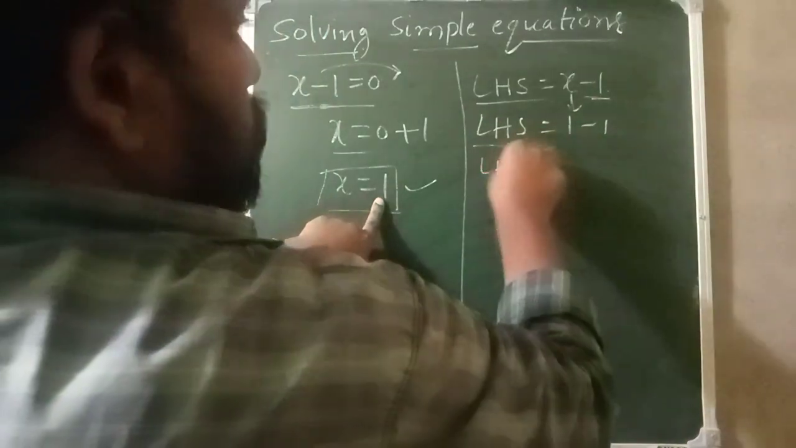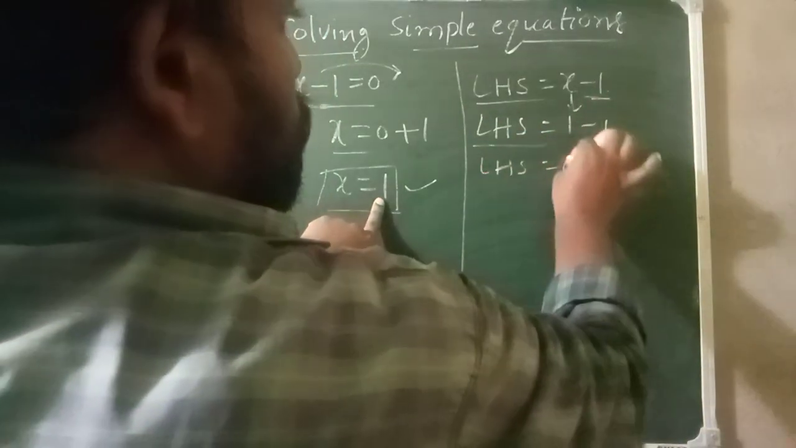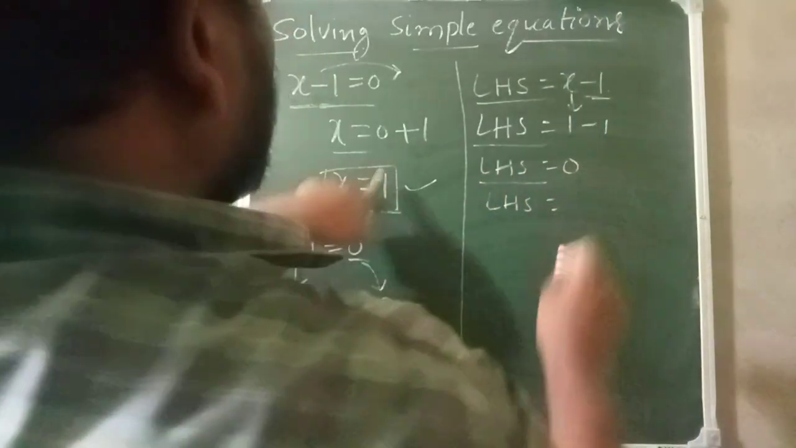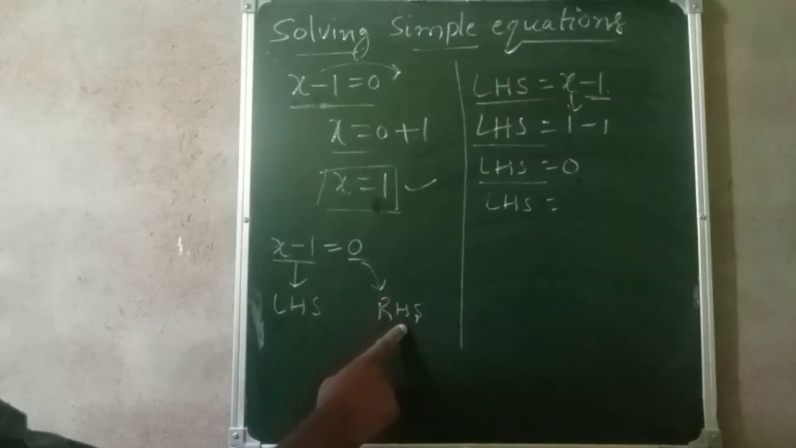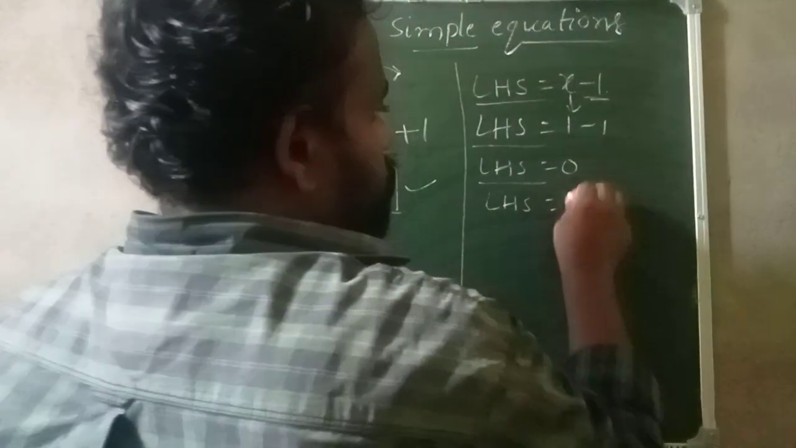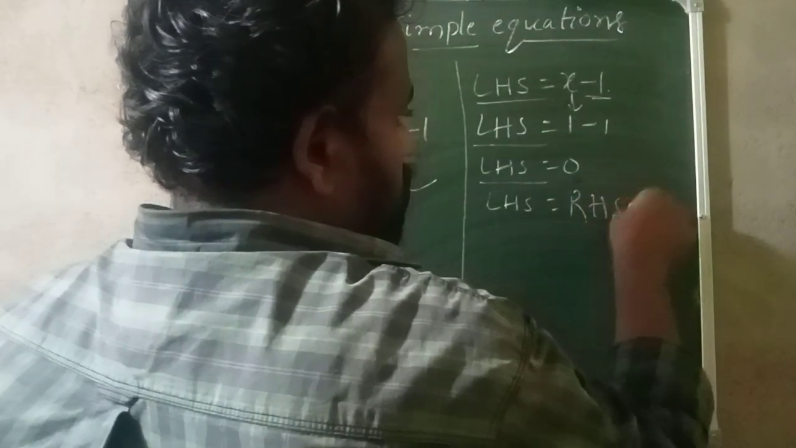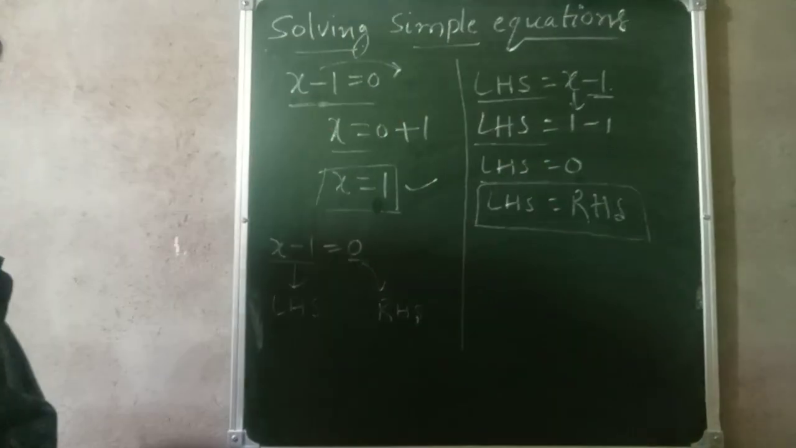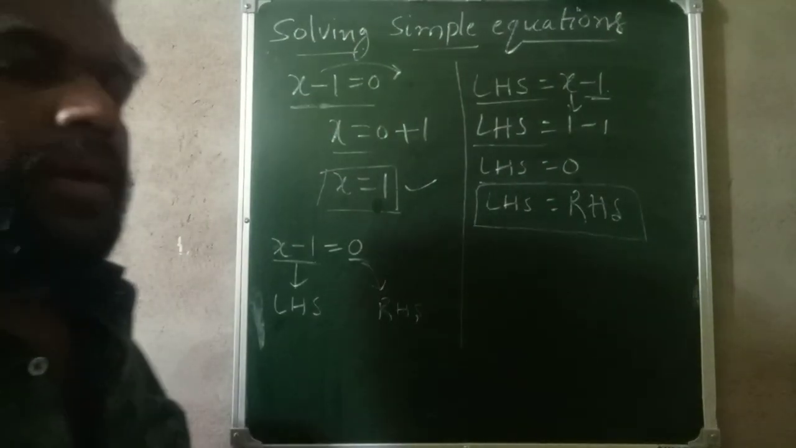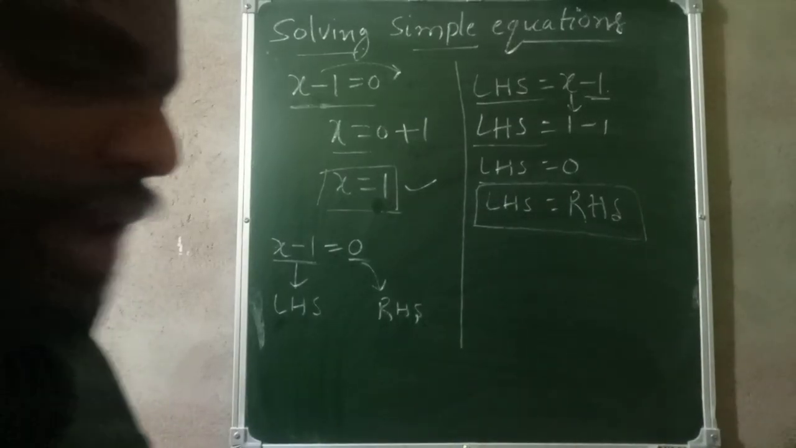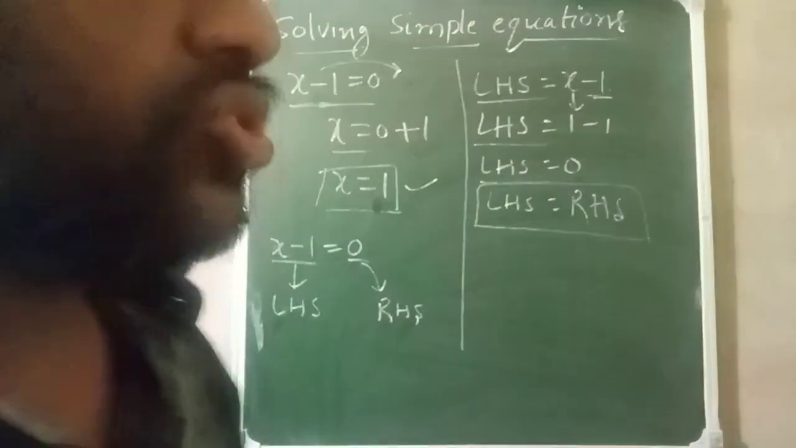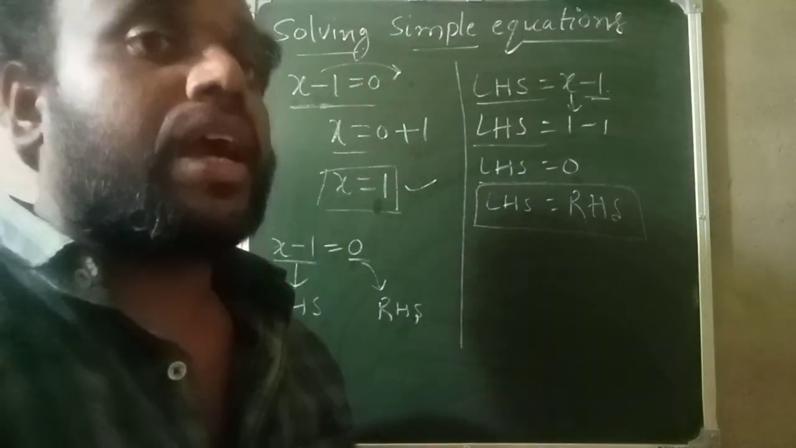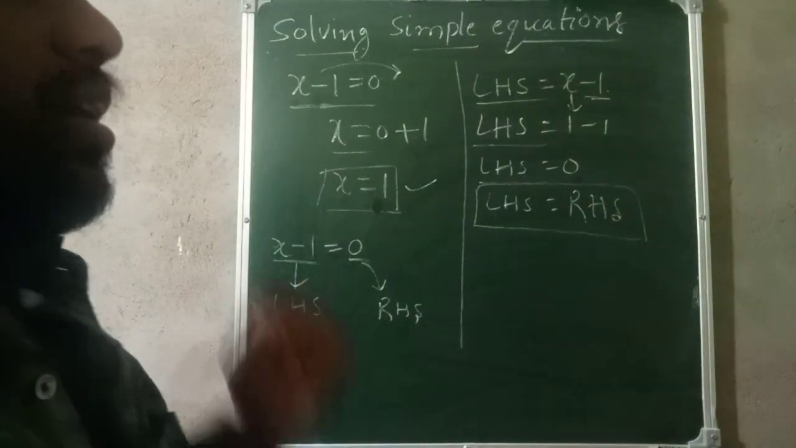Next write LHS is equal to 1 minus 1 is 0. Next step, write LHS is equal to 0. I said 0 is the RHS, so in place of 0 I will write RHS. Now see, we got LHS is equal to RHS. When LHS is equal to RHS, that means this answer is correct. x is equal to 1 is the correct answer.